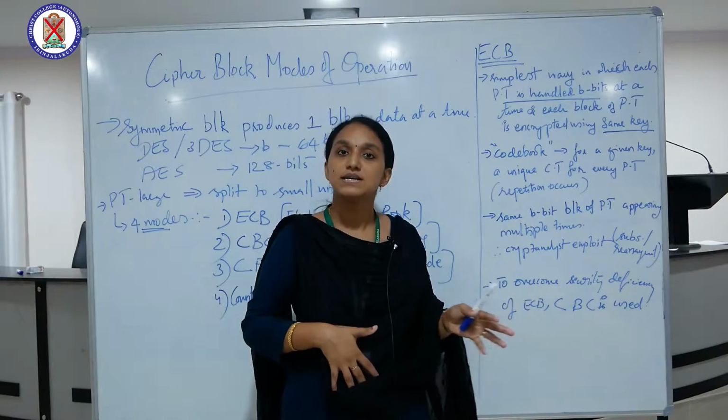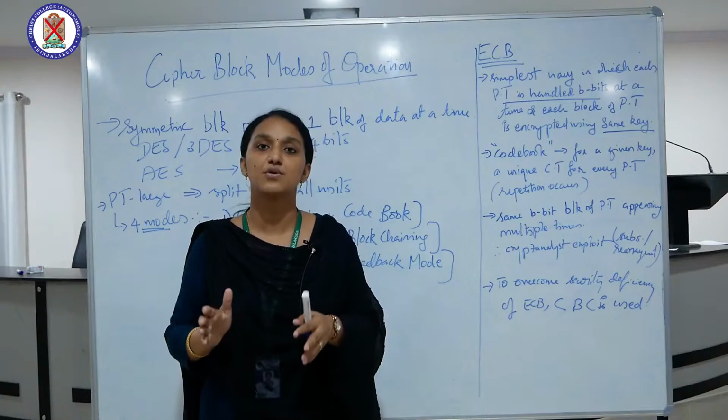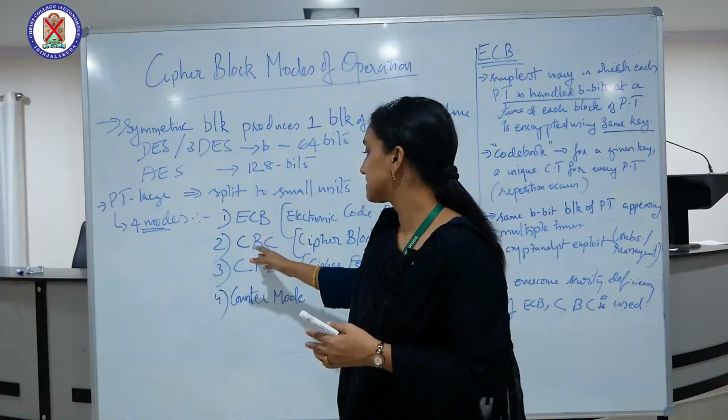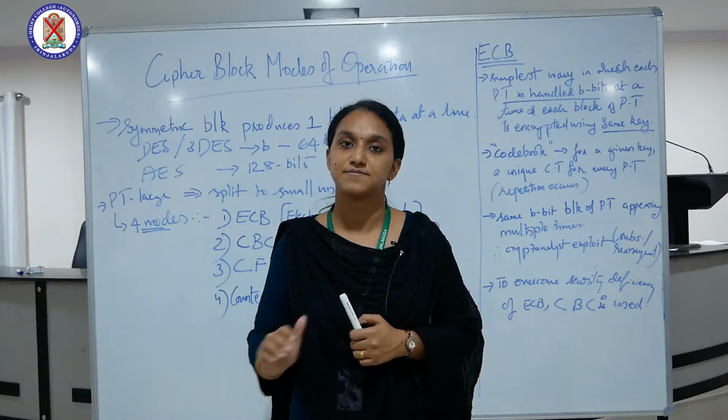So to overcome the security deficiency of ECB, or electronic code book, we are using the second mode of operation, that is CBC, that is cipher block chaining. Let's see what it is.